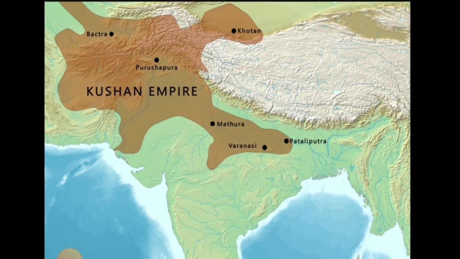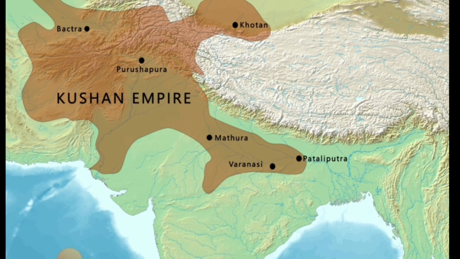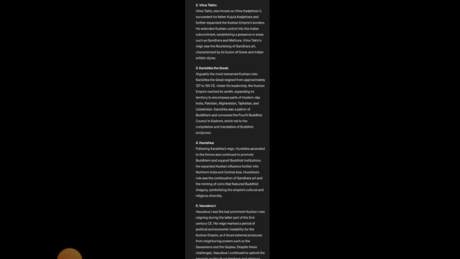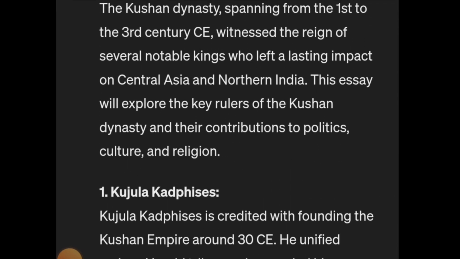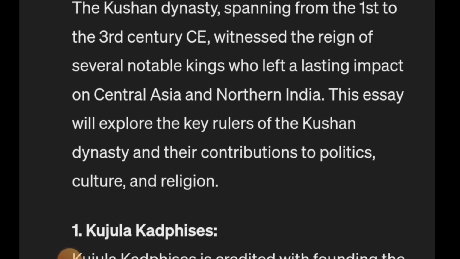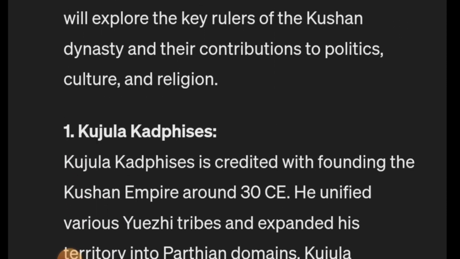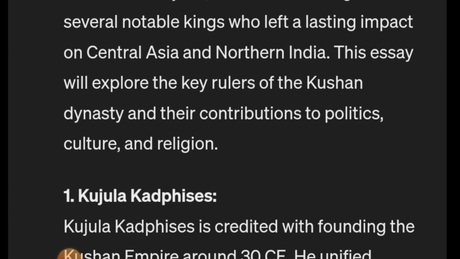I have shown you the map, and now let's look at the kings of the Kushan Empire. These were mainly Central Asian people of the Yuezhi tribe. The Kushan dynasty, spanning from the 1st to 3rd century CE, witnessed the reign of several notable kings who left a lasting impact on Central Asia and northern India.